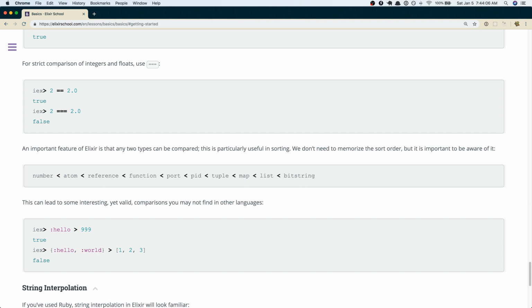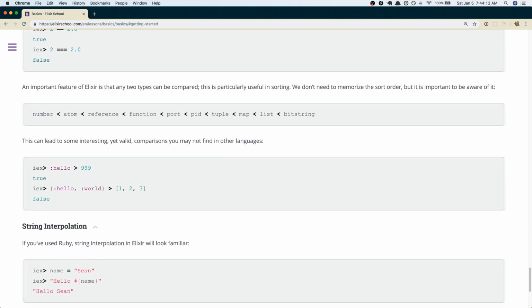This can lead to some interesting yet valid comparisons you may not find in other languages. Number is less than atom, is less than reference, is less than function, is less than port, is less than PID, is less than tuple, is less than map, is less than list, is less than bitstring.